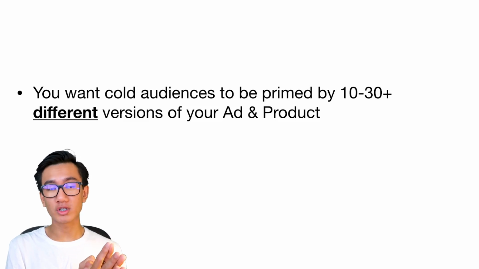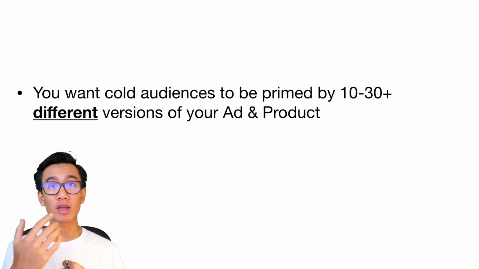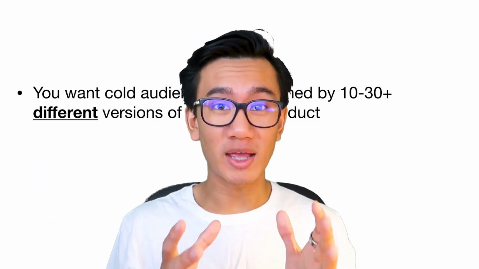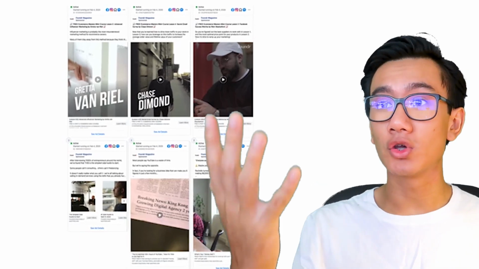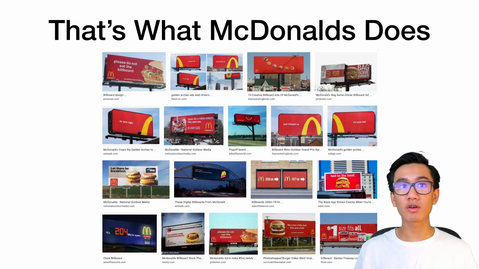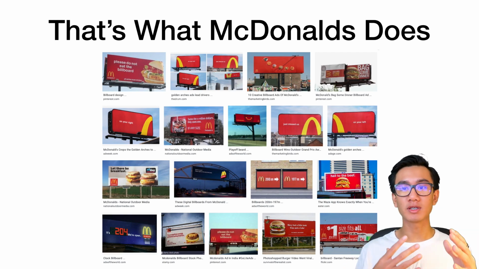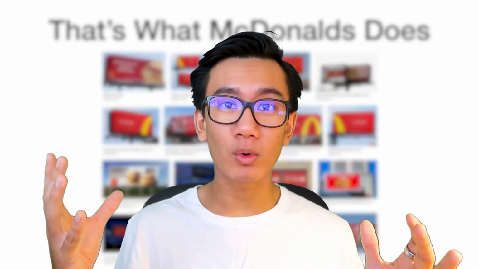You want your cold audience traffic to be primed by 20 to 30 plus different versions of your ads and products, and that will be what makes them convert. As you can see, this is one of the brand founders. They literally have so many different creatives. And this is sort of what McDonald's does. You literally see their ads everywhere: bus stands, billboards, TV, YouTube, everywhere.